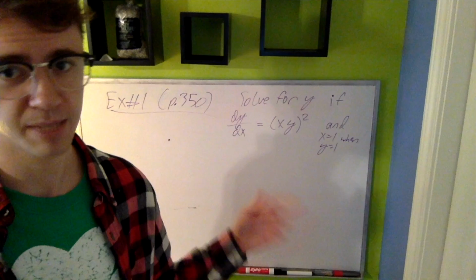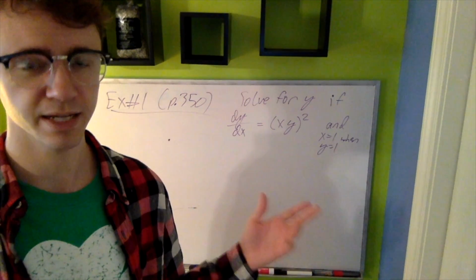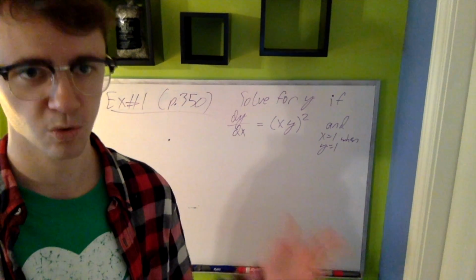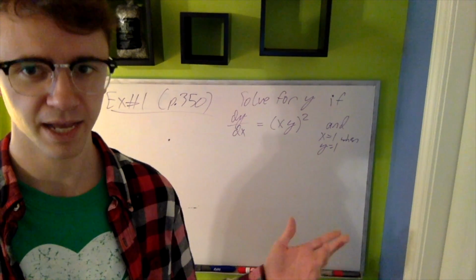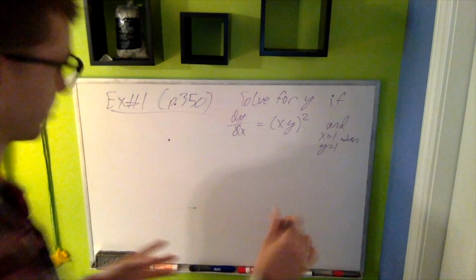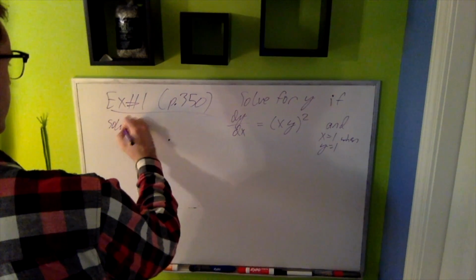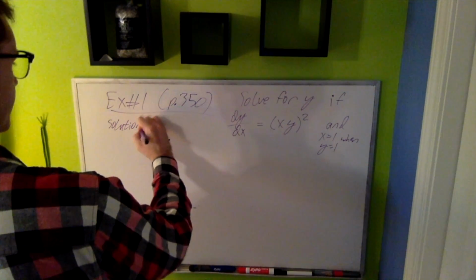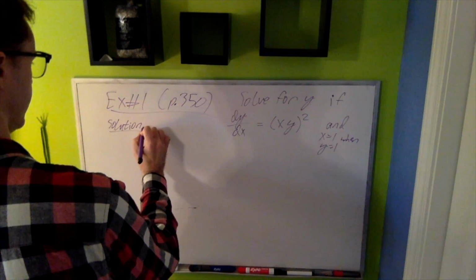So for this particular example, this is the prompt. Solve for y if dy by dx equals the quantity x times y squared, and x equals 1 when y equals 1. So to find the solution, first I'm just going to write off to the side "solution" so that it's clear that this is the prompt and this is the solution.